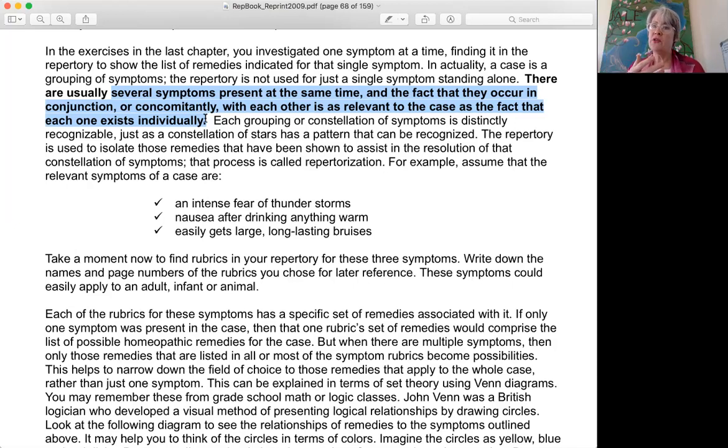Now, all of those things are important symptoms that become a part of whatever pattern it is that we're looking at. So when we approach the repertory, we think about these groupings or constellations of symptoms. Think about the way that you recognize stars in the sky at night. Do any of you recognize Orion, Orion's belt, the Big Dipper?